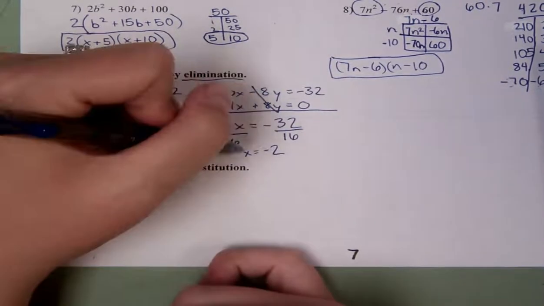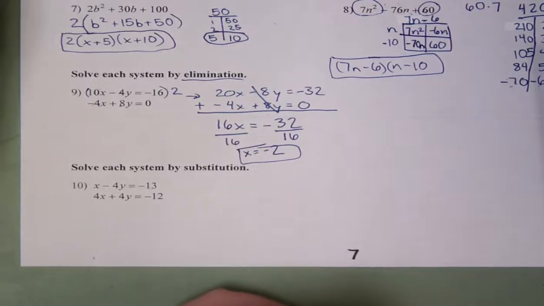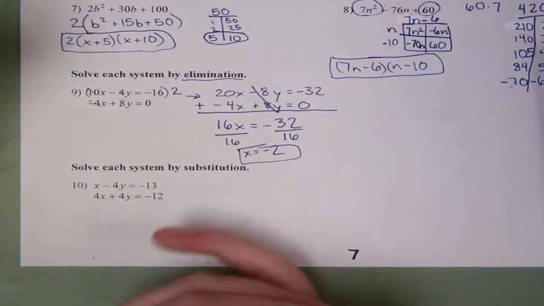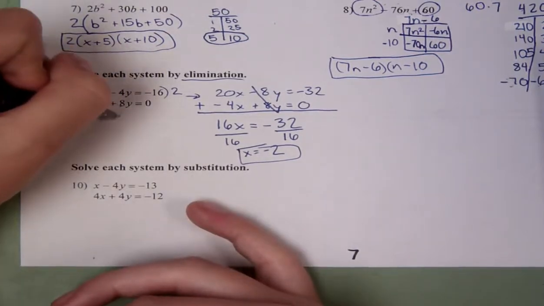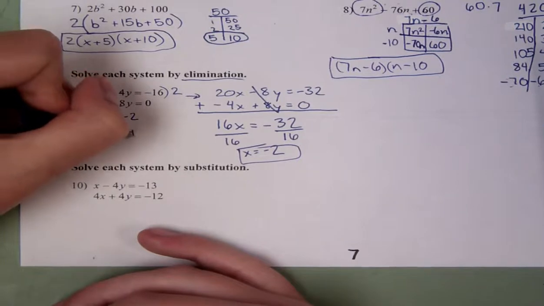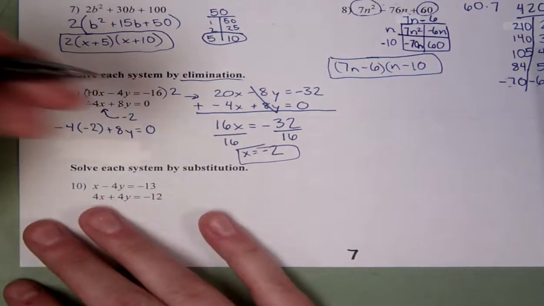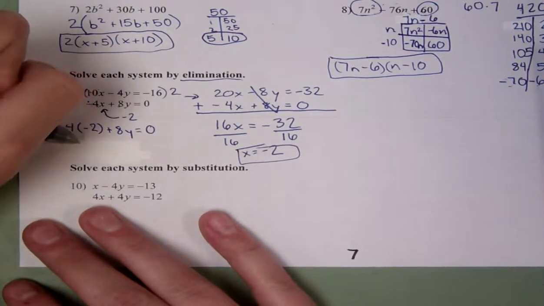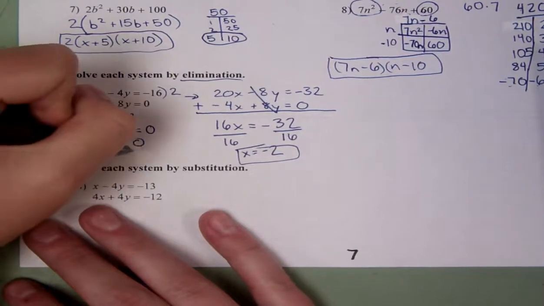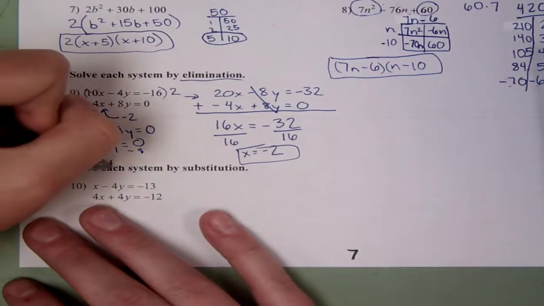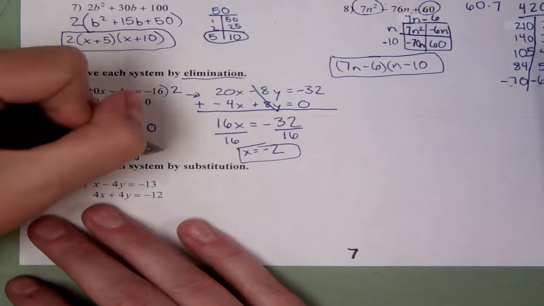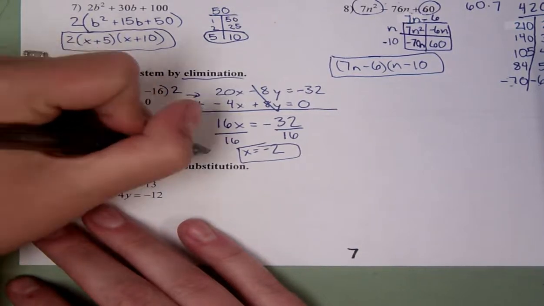All right, so now we have our x value. We just need to solve for our y value. You just pick one of these equations. Either one will give you the correct answer. You plug in your x value, negative 2. So we've got negative 4 times negative 2 plus 8y equals 0. When I multiply my negative 4 and my negative 2, I get a positive 8. And 8y equals 0. Subtract 8 on both sides. 8y equals negative 8. And then if I divide by 8 on both sides, I get y equals negative 1.